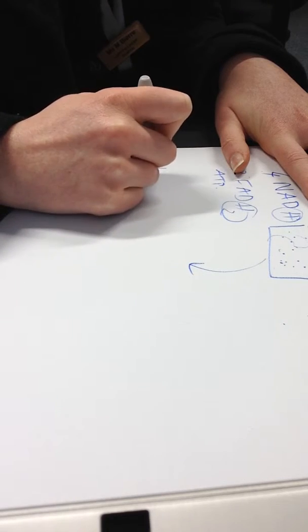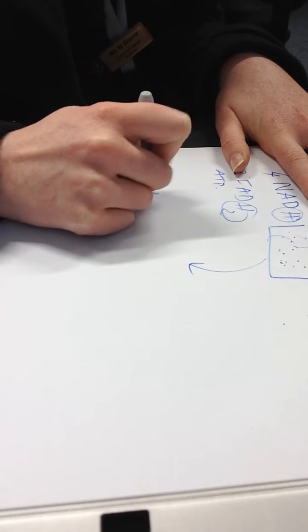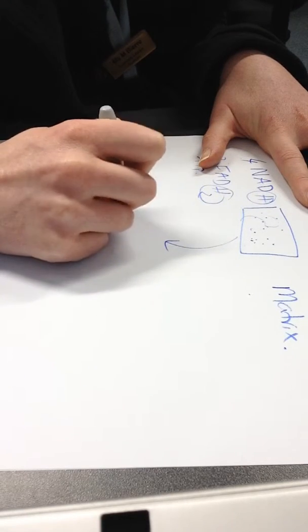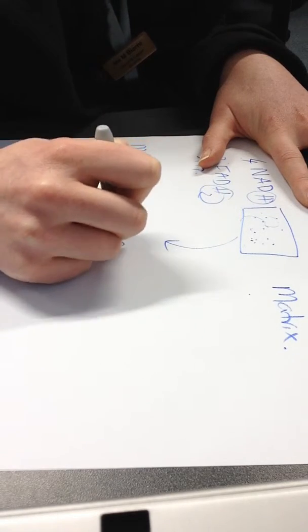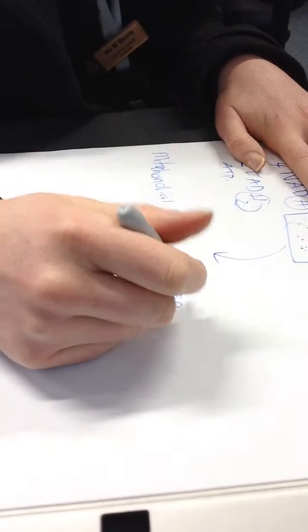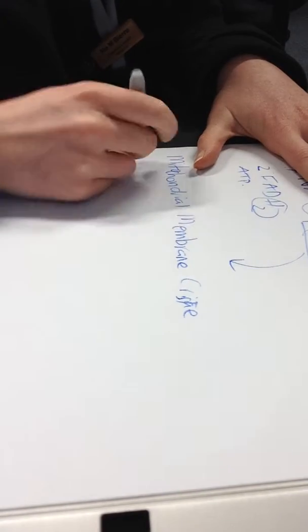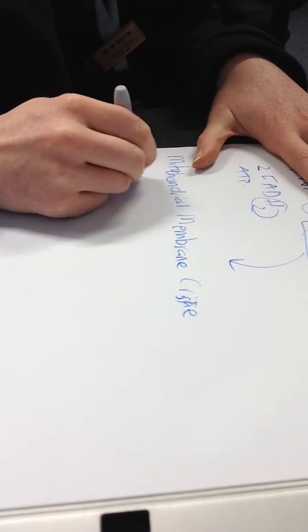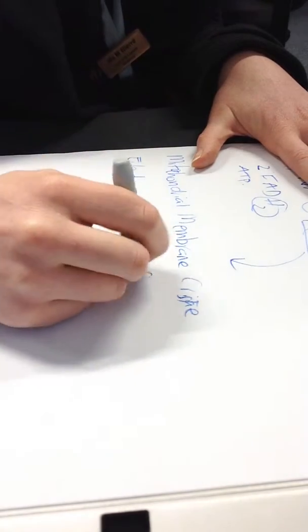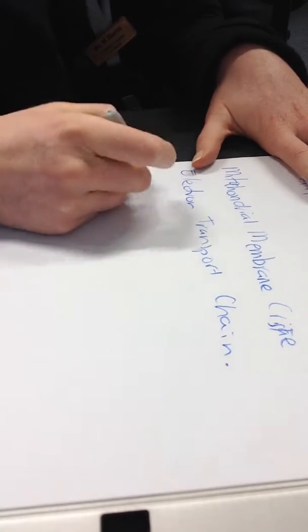mitochondrial membranes called the cristae. Basically they're fed into what we call the electron transport chain. I gave you guys a picture of what the electron transport chain looks like.